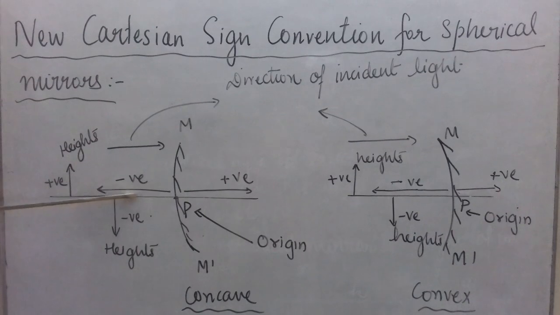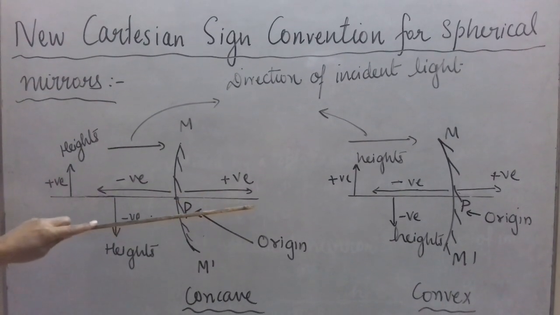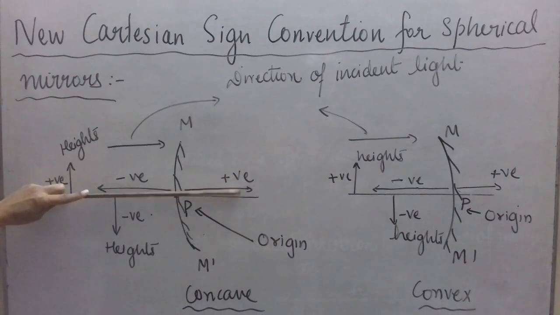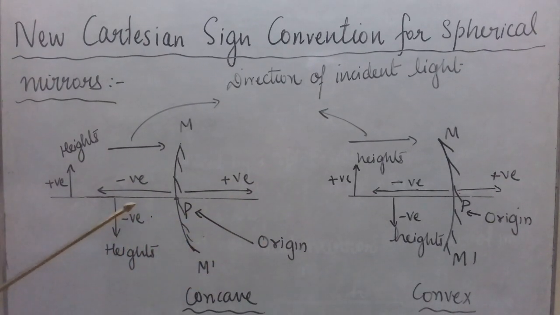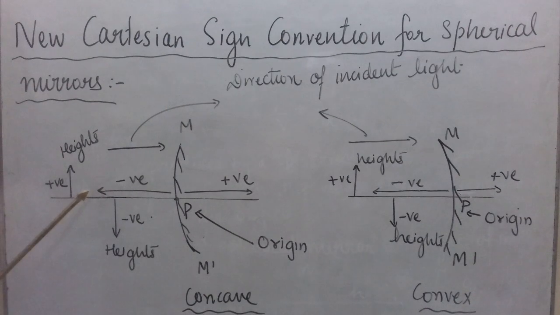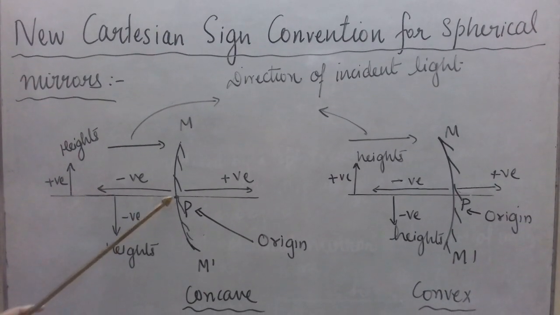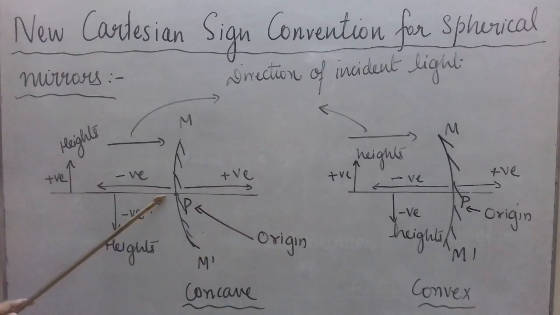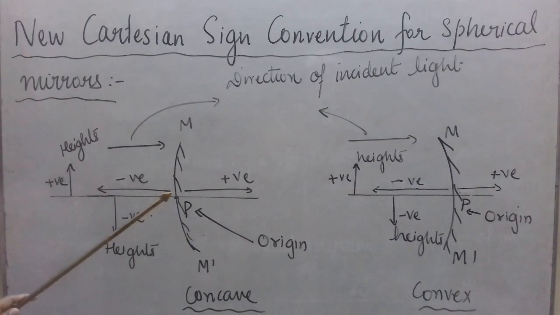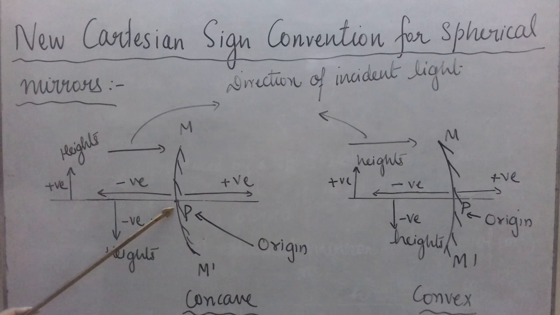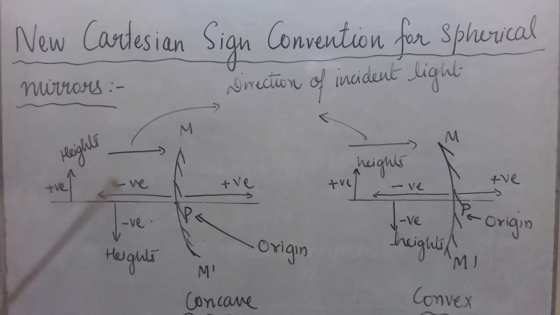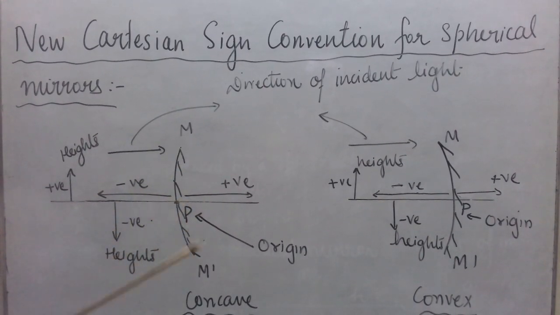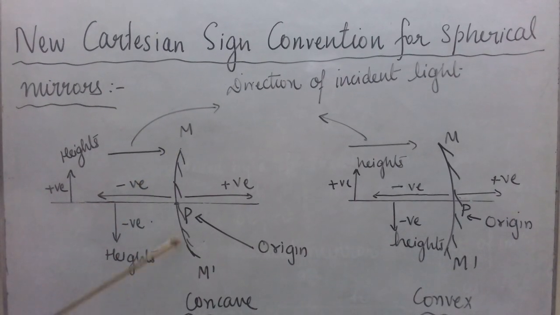And this line which is passing through pole and center of curvature, I have not shown center of curvature here, but you all know that this line is the principal axis of the spherical mirror, and this is in case of convex mirror. Now, first of all, you should remember that in this case, pole is taken as origin. According to the sign convention, pole is taken as origin of this sign convention, and object is always placed on the left hand side of the mirror. It means always, whenever we draw the diagram in our books, polishing should be shown on the right hand side, so that the reflecting surface is on the left hand side.